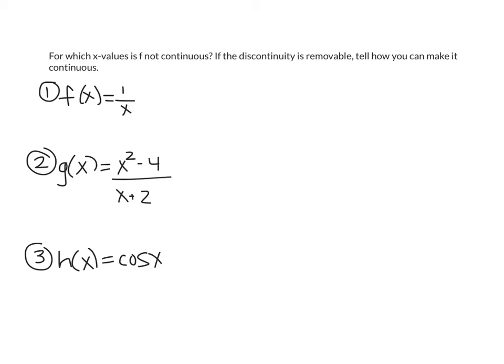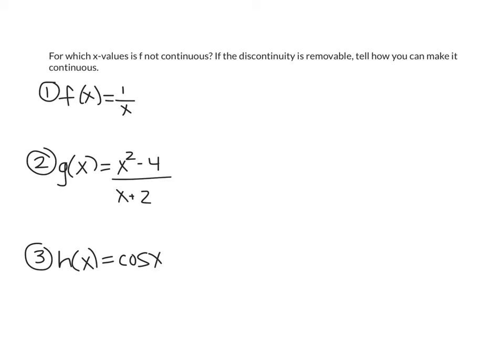So for these questions, I am asking you at which x values is the graph not continuous. I actually said is f not continuous, but I called one g and one h. You can just say at which x values is the function not continuous. And if the discontinuity is removable, tell how you can make it continuous.